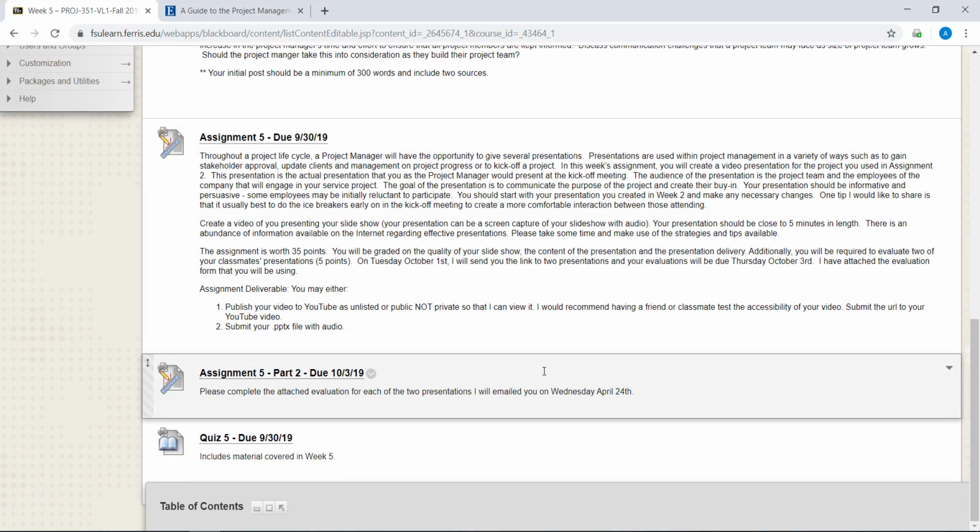For this week's assignment, you will have the opportunity to apply some of the tips and techniques of giving a good presentation that you read about earlier. You will be giving a presentation for the service project you created in week 2. It will be a very abbreviated version of the project presentation you would deliver at the project kickoff meeting. The main goal of this presentation is to create excitement and buy-in for the project from those attending the meeting. You should start with the presentation you created for assignment 2, making any changes I suggested in the assignment feedback or any other changes you wish to make.